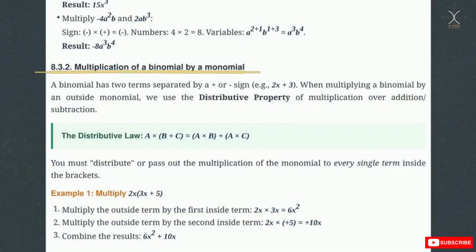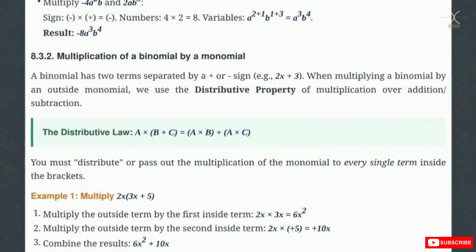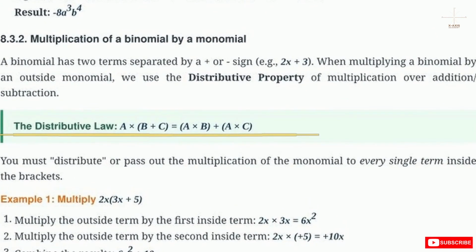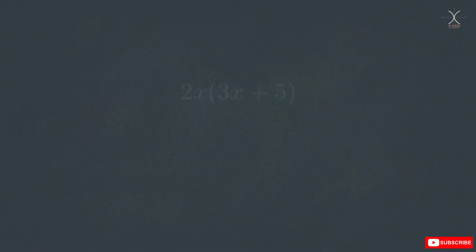Multiplying an outside term by a binomial requires the distributive property. This law allows us to multiply a single term across an expression with two terms. To distribute, pass out the multiplication of the outside monomial to every distinct term inside the brackets.